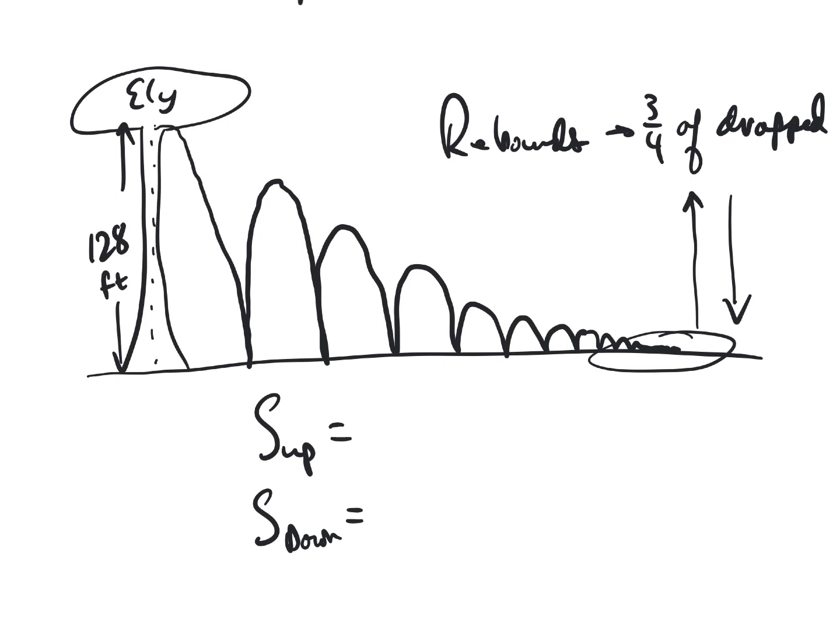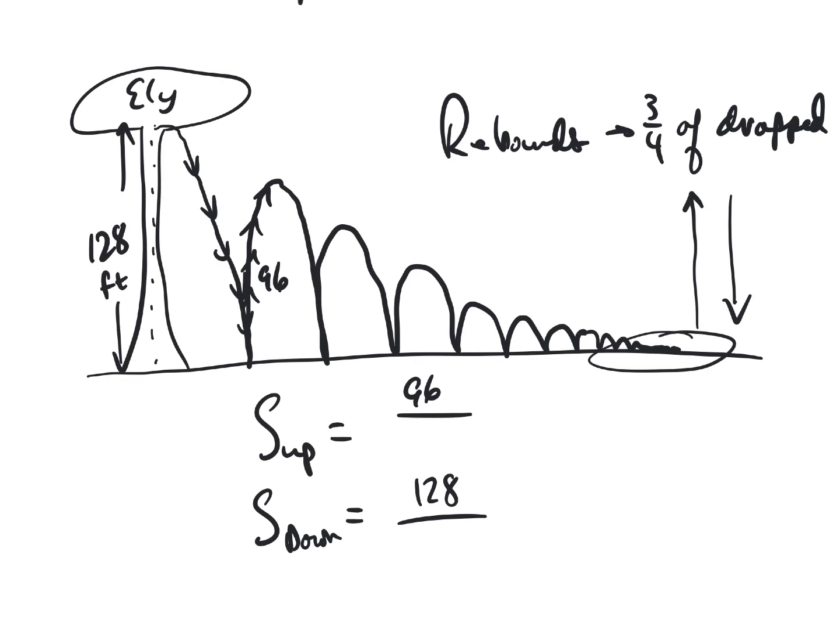Now, the first time you release the Super Ball, it drops down 128 feet. The first time it bounces back up on its own, it bounces up 3/4 of 128, and 3/4 of 128 is 96. So the first upward movement of the ball is 96 feet, and the first downward is 128 feet.